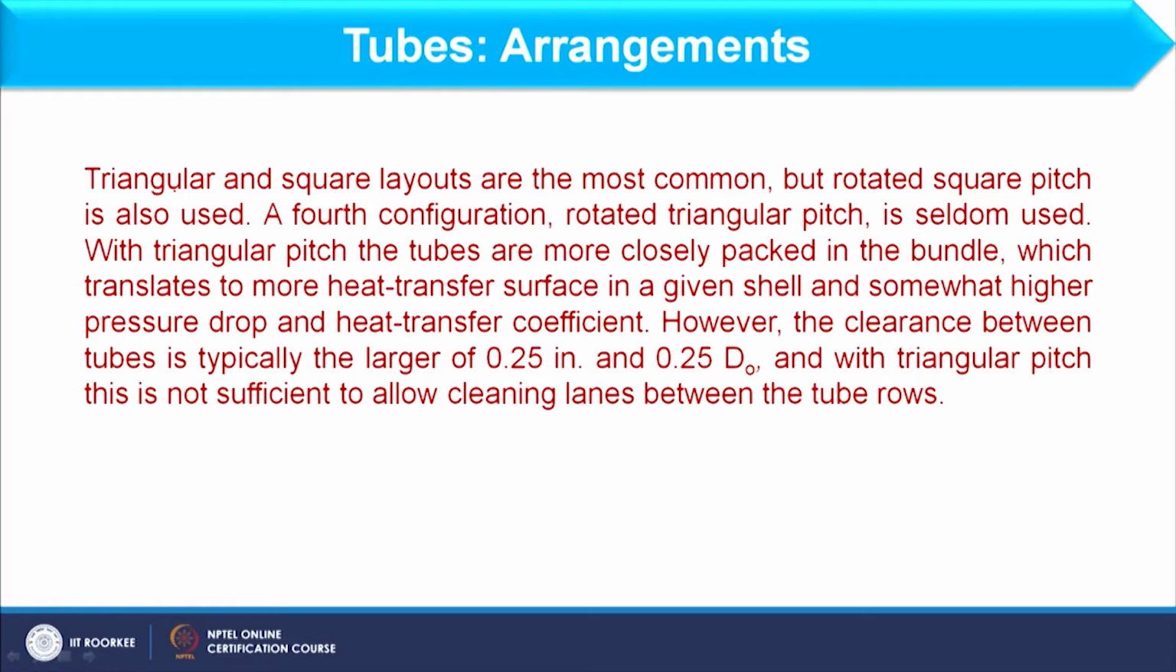However, among these, triangular pitch and square pitch are used most commonly, right. So, recommended tube pitch means the distance between center to center line of two consecutive tubes. This length we consider as PT and its value is 1.25 into D naught. So, you see in this way we can arrange the tubes. As we have already discussed, triangular and square layout or arrangement are most common. However, we can consider rotated square pitch also.